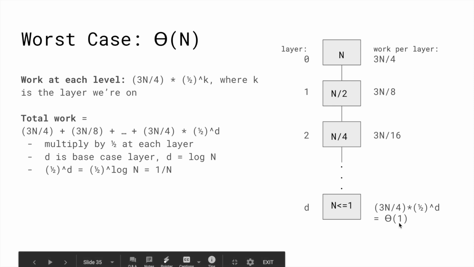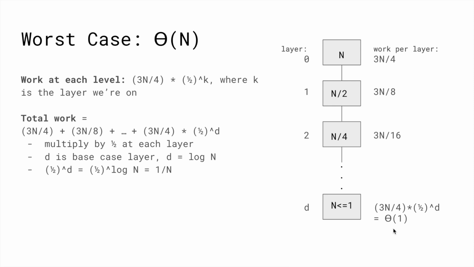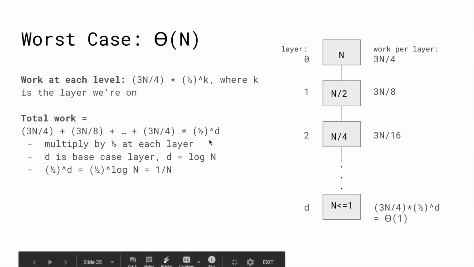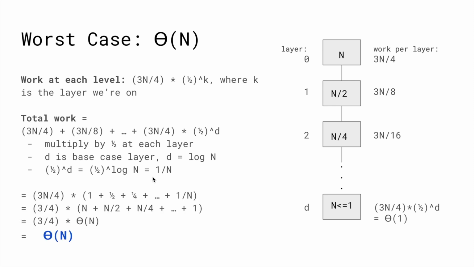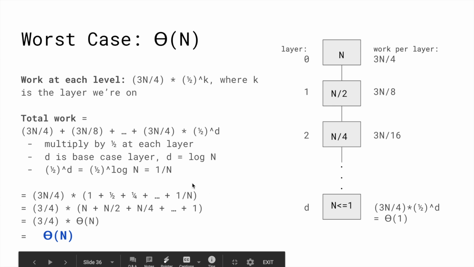And d is our base case layer, right? So d is equal to log n because we're going to have log n layers in this recursion tree where we divide n by 2 every single time. A nice simplification that we can use is 1/2 to the power of d is 1/2 to the power of log n, but that just ends up being 1 over n because 2 to the power of log base 2 of n is n. This is just to make the math look a little bit nicer.